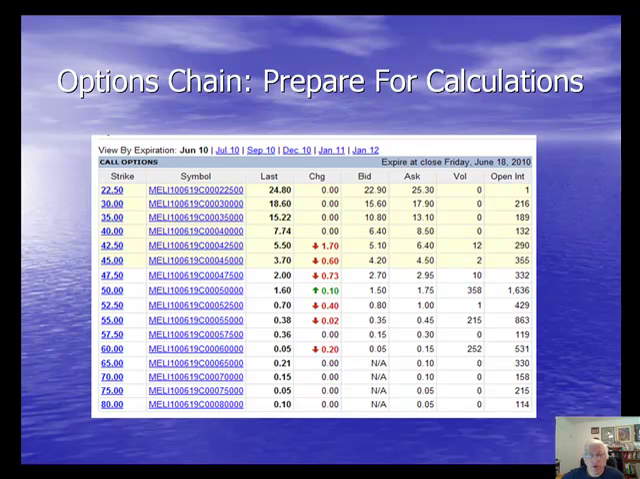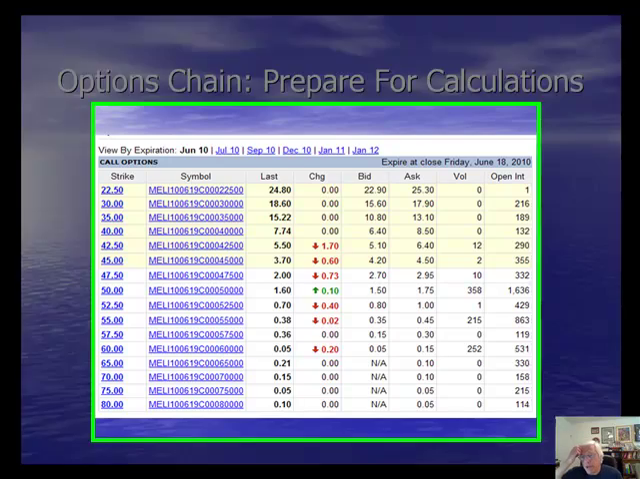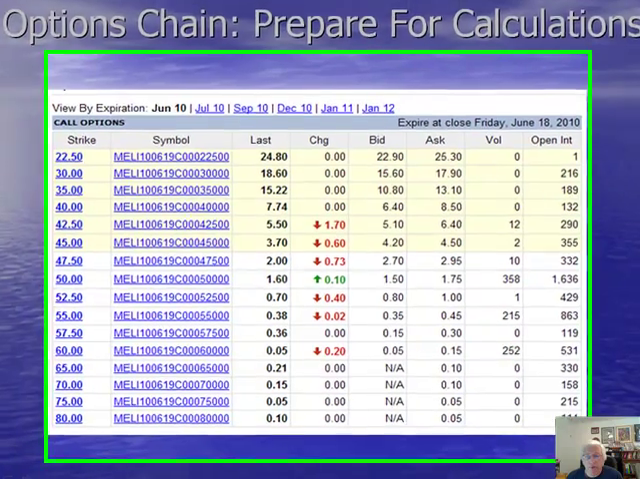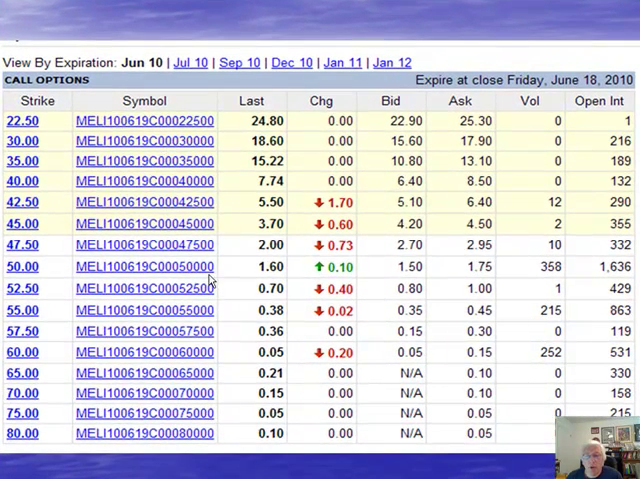Once you have your stocks, it's time to go to the options chain to prepare for your calculations. And this is a typical options chain that you see on the screen right now. For example, if we wanted to sell the $50 call, we would go to the bid column and scroll down to the $50 strike price.